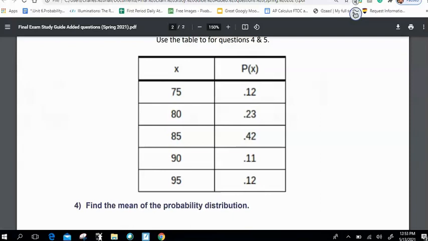So they give you this table. They give you the X value, 75, 80, 85, 90, 95. That could be like test scores, or people's blood pressure, maybe. I don't know. But then that's the percentage of actually getting that number. So that test score, blood pressure, whatever. So find the mean of the probability distribution.